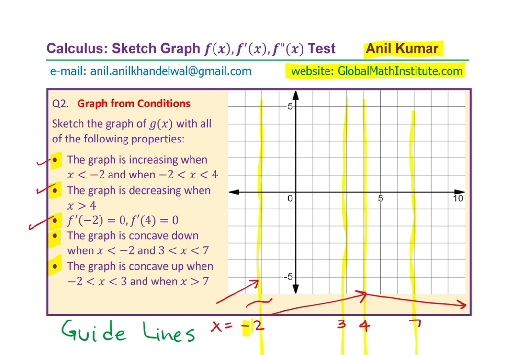Zero means it is a turning point, or it could be in this shape or like this or that. Now at 4, we know it is a maximum because it changes. So we have a local maximum at 4. At minus 2, it is not a maximum, but it could be a point of inflection. You see that? It increases and then it again increases. It's a saddle point.